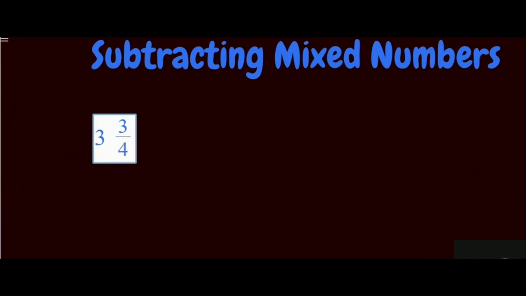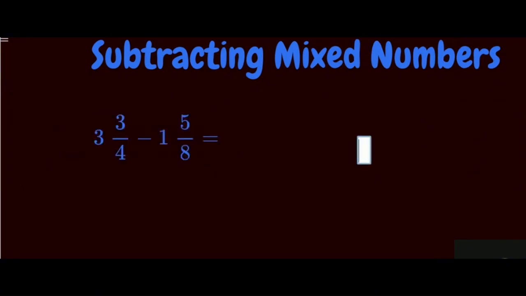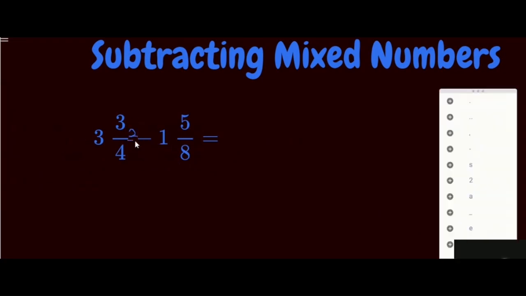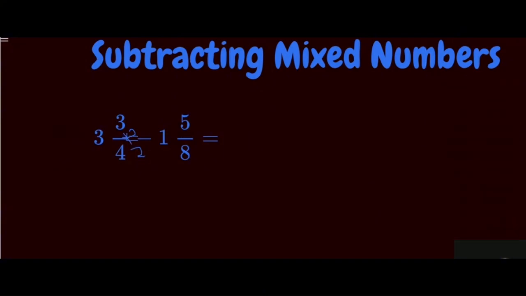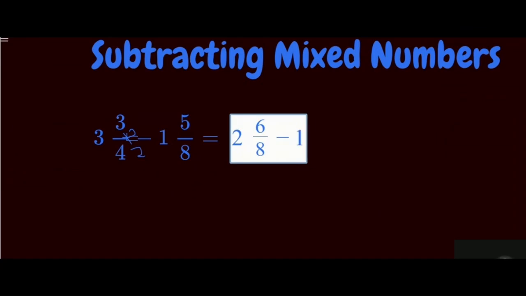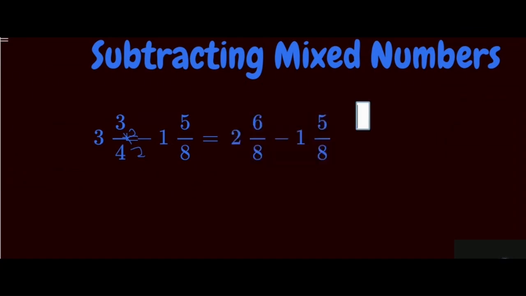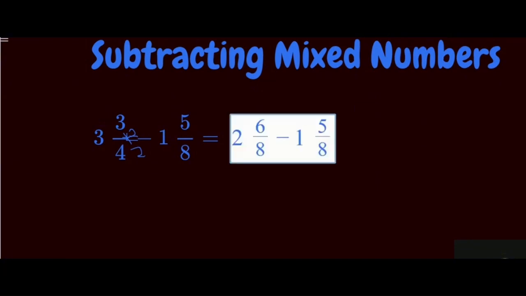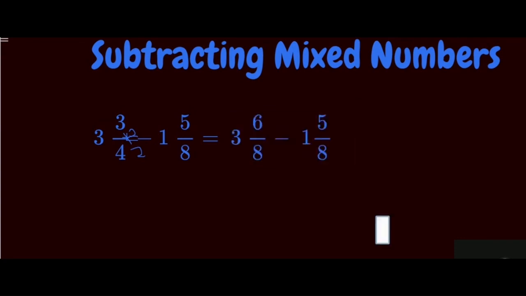Okay, for our next problem, we have 3 and 3/4 minus 1 and 5/8. So we need to turn the 4 into an 8. So we're going to multiply 3 and 3/4 by 2/2. So our least common denominator is 8. So our new problem is going to be 3 and 6/8 minus 1 and 5/8.